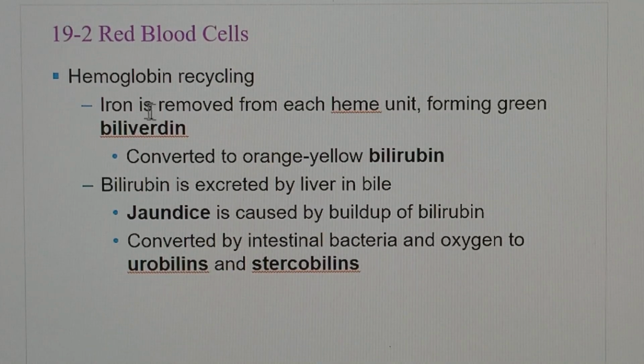Hemoglobin recycling. Iron is removed from each heme unit, as indicated before, forming green biliverdin. It's converted to an orangey yellow bilirubin. The bilirubin is excreted by the liver in bile. Jaundice is caused by a buildup of bilirubin.